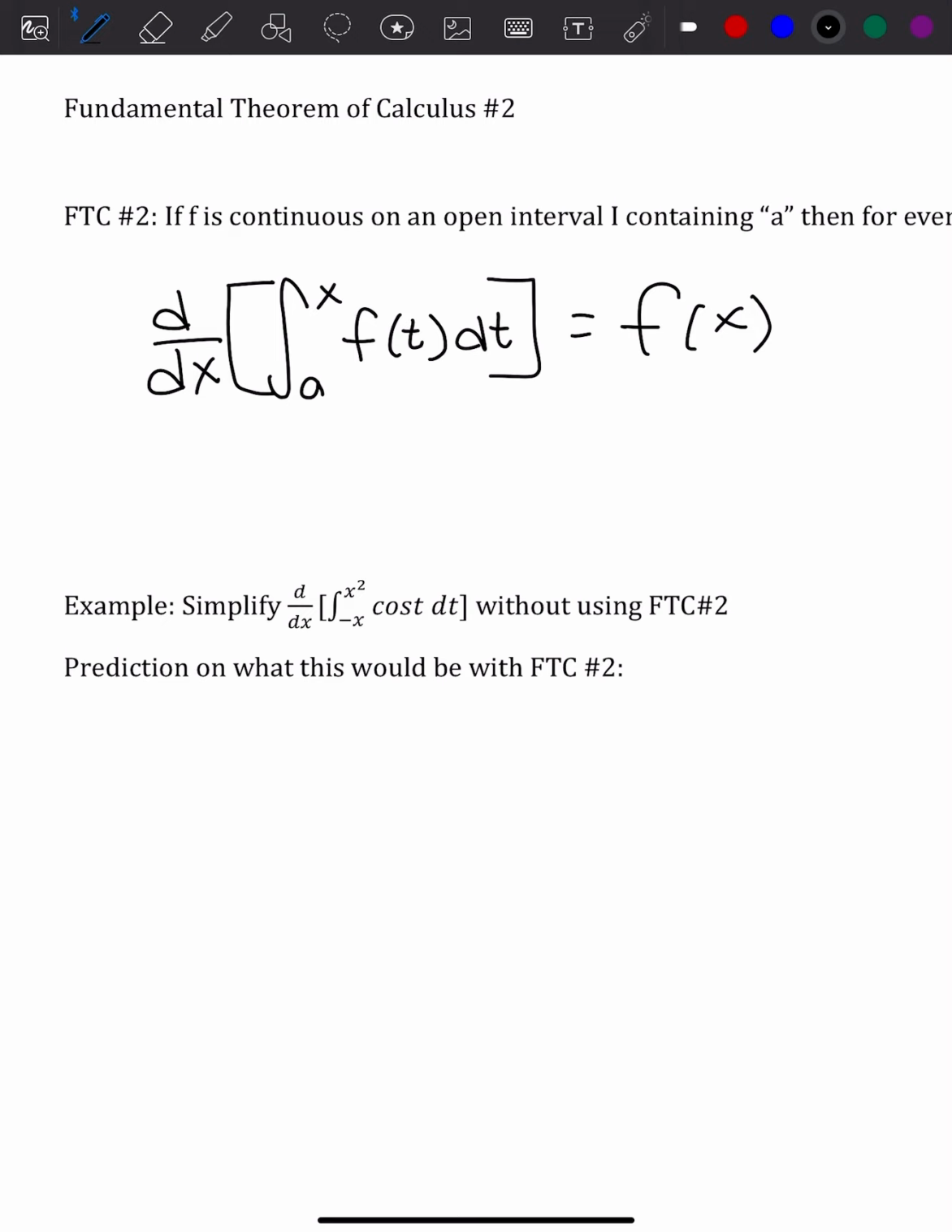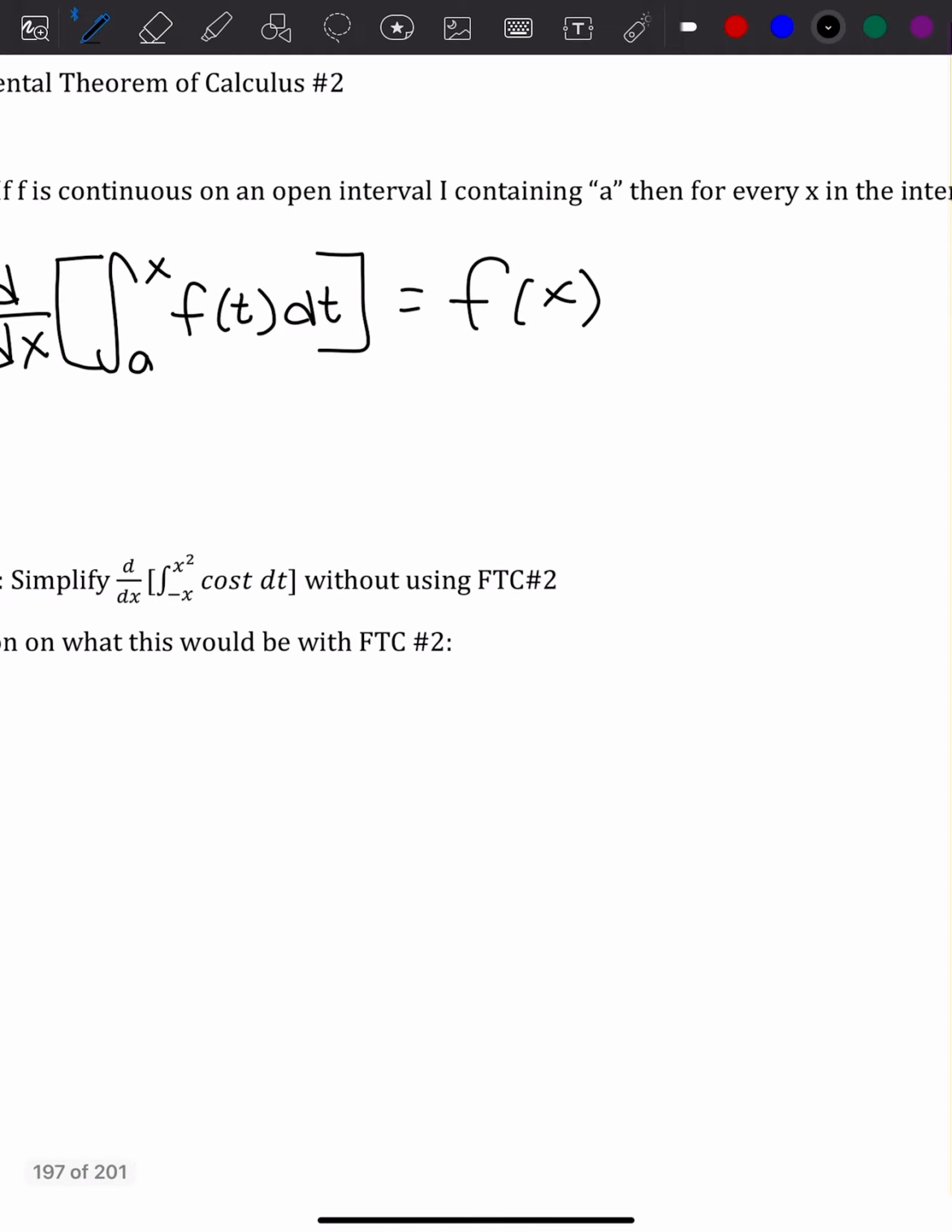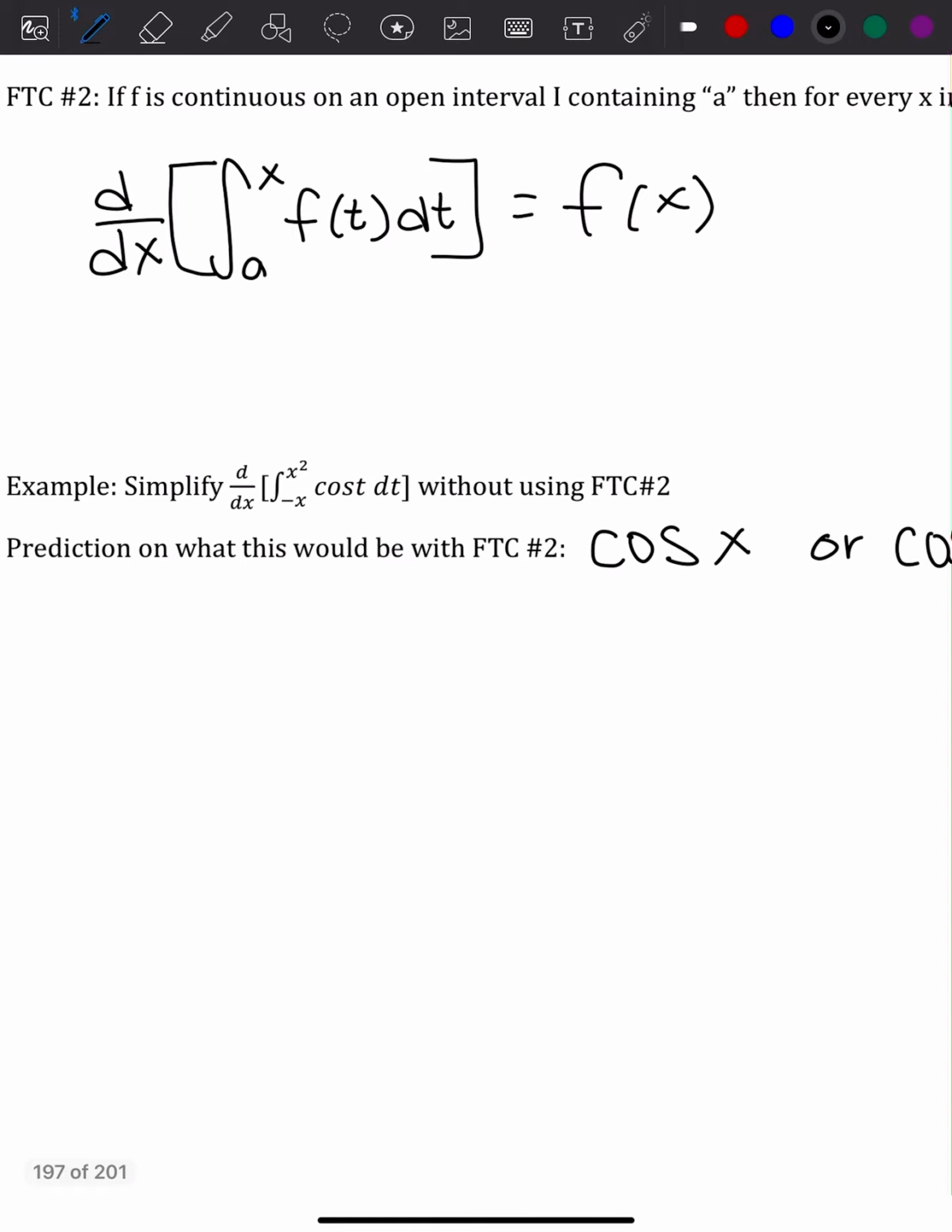So the first thing we're going to do is predict what it would be like to use FTC number 2. Based off of what they gave us, which is not a lot, a thing that people might think it would be is cosine of x, or cosine of x squared would make sense because we plugged in x. So those would be the two that most people come up with. So what we're going to do is look at this and do both things.